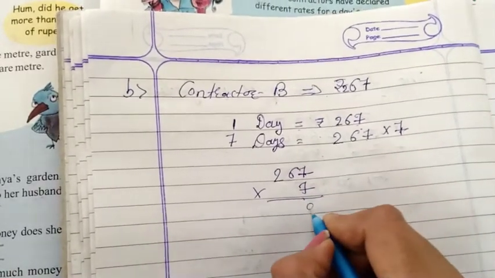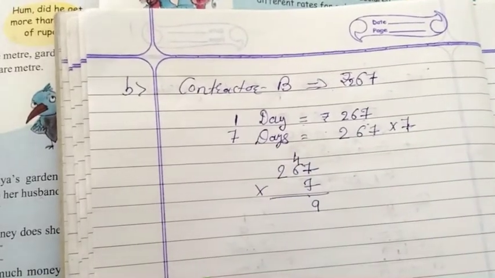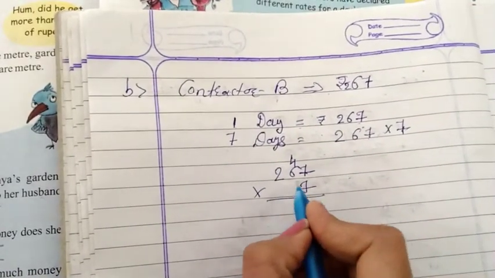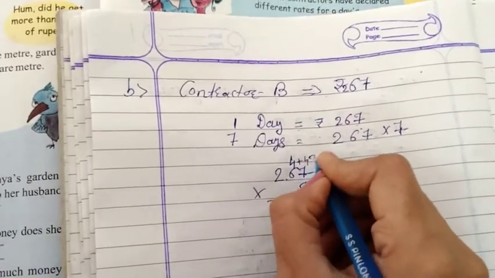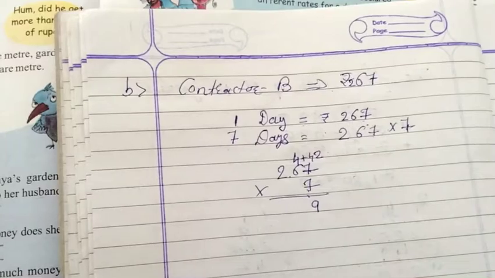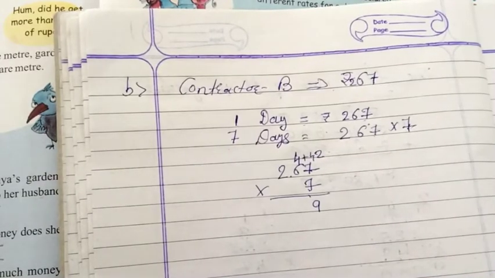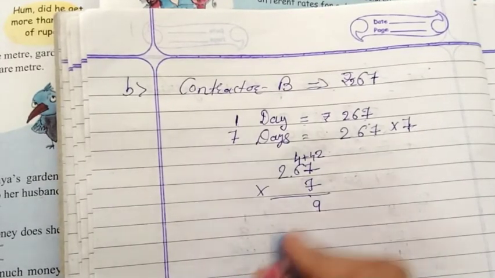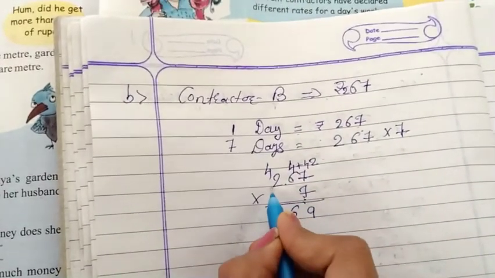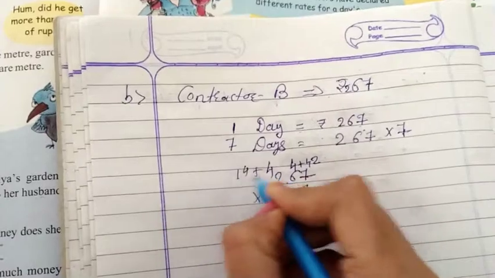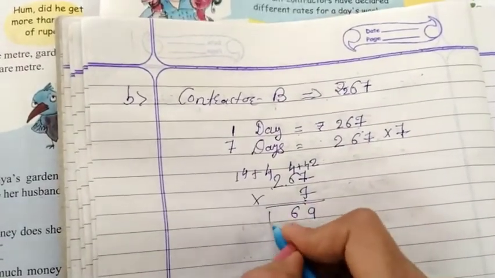7 sevens are 49. 9 is here, 4 is carrying forward. 6 sevens are 42. 42 plus 4, 42 के अंदर 4 ऐड करो. So 42 से 43, 44, 45 and 46. 4 is carrying forward. 7 2s are 14. 14 plus 4, it is 18.